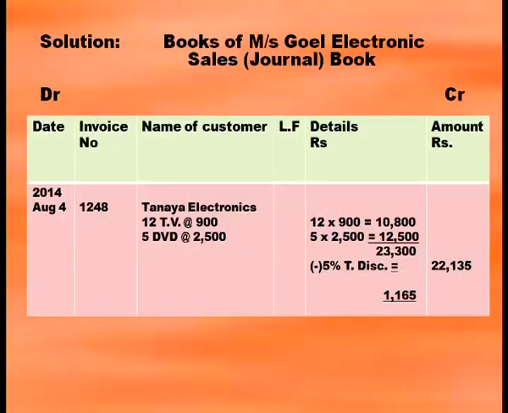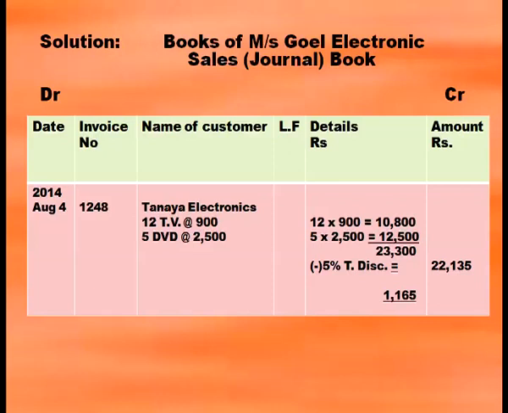So, if it is coming in the sales book, write the heading as books of whom? Books of Messrs Goel Electronic. What are you drawing? You are writing sales book. Date, invoice number, name of customer, ledger folio, details and amount. Date in the respective column, invoice number from the question, and name of the customer is Tanya Electronics.